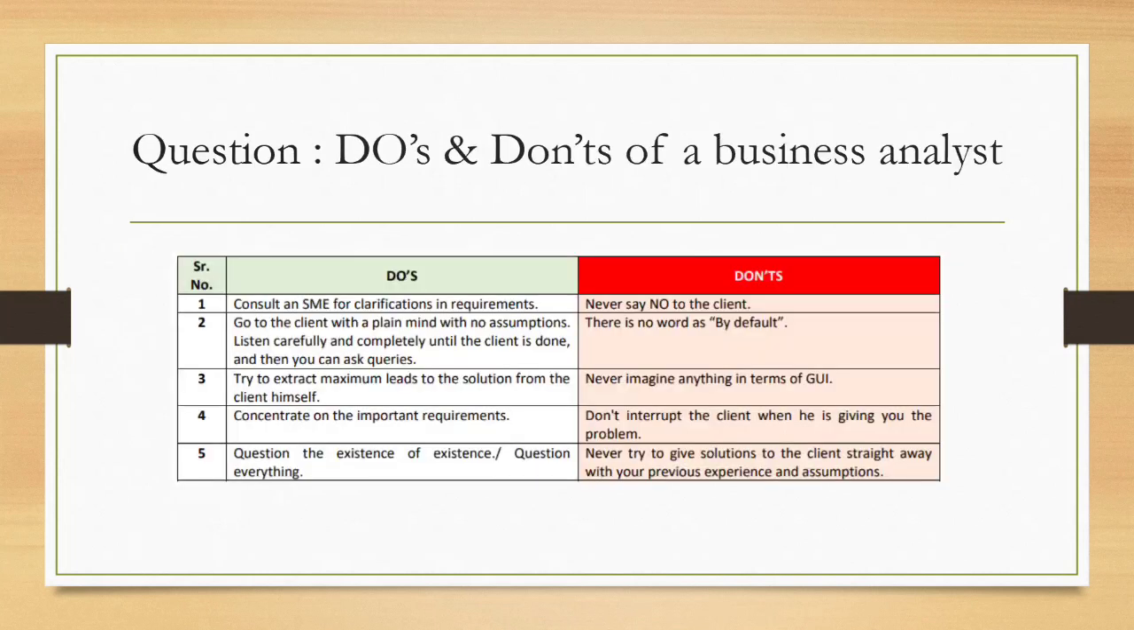And coming to the do's and don'ts of a business analyst. What are the do's and what are the don'ts? Coming to the don'ts: never say no to the client. There is no word as default. Never imagine anything in terms of GUI. Don't interrupt the client when he is giving you the problem. Never try to give a solution to the client straight away with your previous experience and assumption. This previous experience and assumption, if you are a fresher, there is no experience, right? So don't think of that kind of experience, okay?